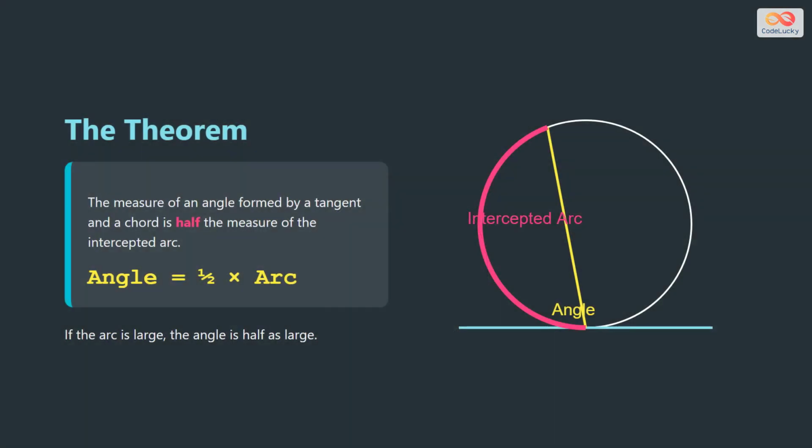Here is the key rule you need to know. The measure of this angle is always exactly half the measure of the intercepted arc. Simply put, the angle equals 1/2 times the arc measure.